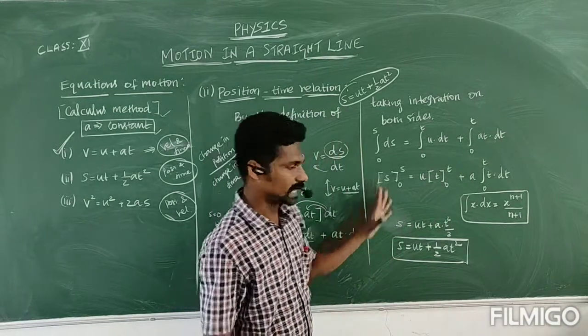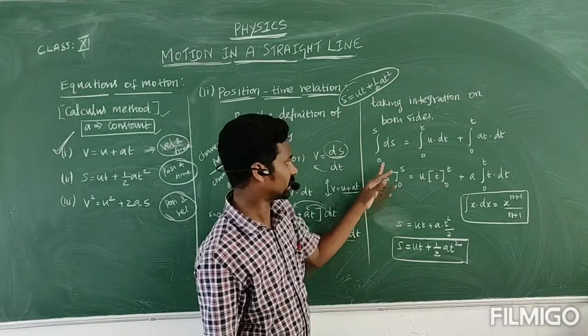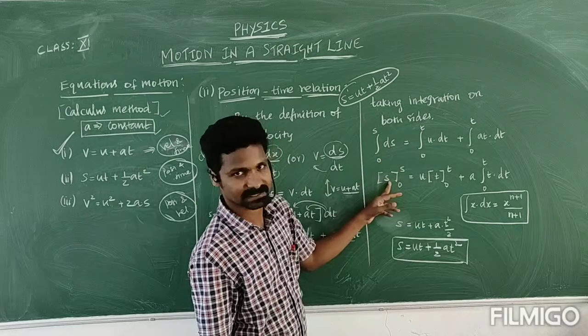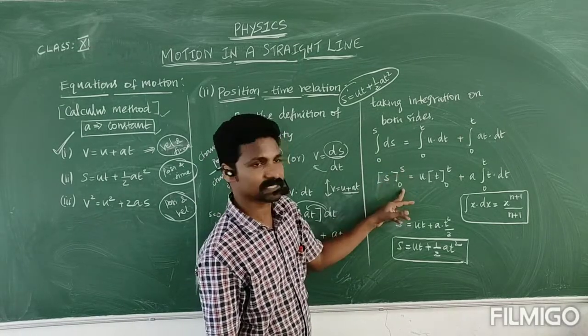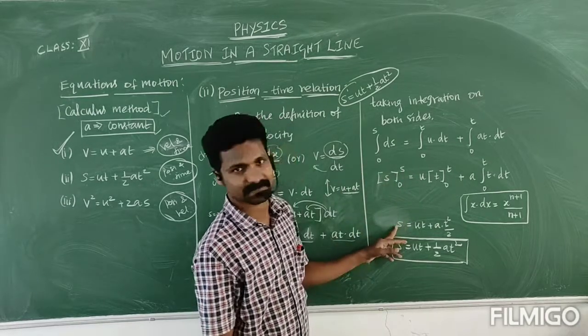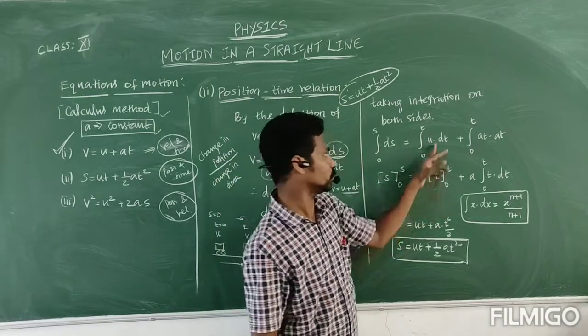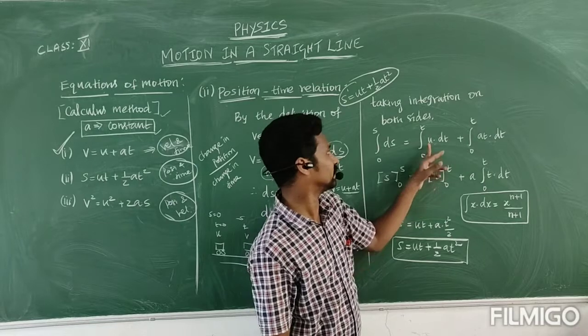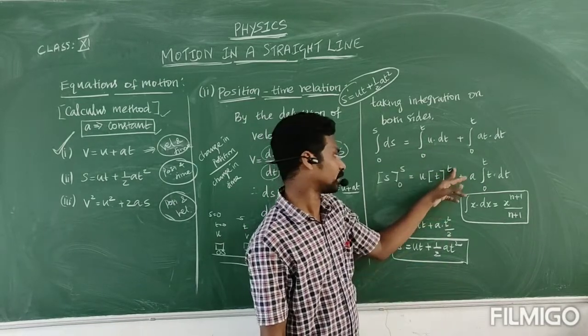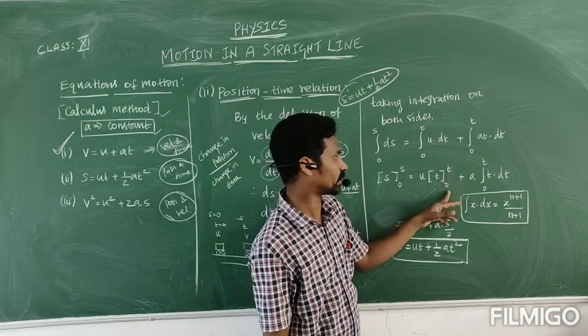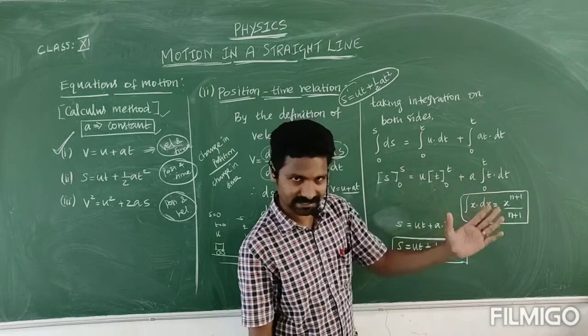That's all. As usual, upper limit minus lower limit, because I can write integral ds. Then upper limit minus lower limit. The upper limit is s, the lower limit is 0. So s minus 0. Like that, the next one: u is already outside, the remaining integral is dt. Integral dt is t. Then again upper limit minus lower limit, I can write t minus 0.